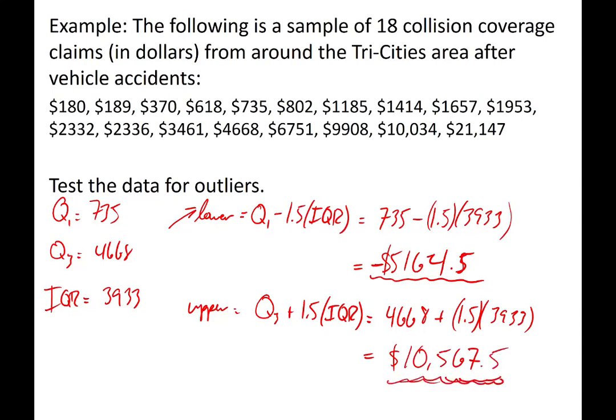So now you have your lower bound, you have your upper bound. So then you just go back to your data set and you say, okay, was there anything less than my lower bound? No. But was there anything greater than my upper bound? There was, right? This observation, the 10,034, is close, but it doesn't exceed it. It's kind of out on that outer edge of what we would consider reasonable. But that 21,000 is pretty high out there. And so it looks like whatever this claim was, it should be considered a potential outlier.